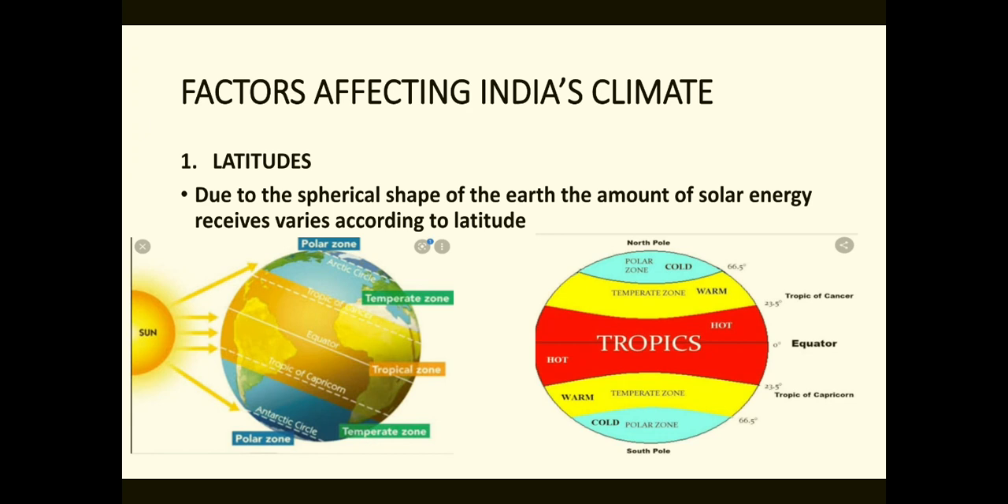Maximum heat is received near the equator because direct rays of the sun fall on the equator. The angle of the sun's rays goes on decreasing towards the poles, and as a result, the amount of heat decreases from the equator towards the poles. Thus, we can say that different amounts of heat are received at different latitudes. The latitudes near the equator experience hot temperatures. On the other hand, the latitudes far away from the equator experience cool temperatures.